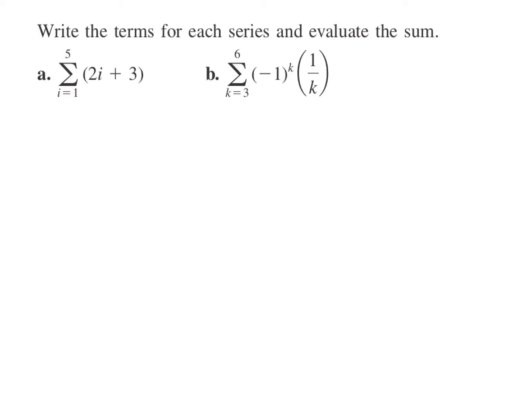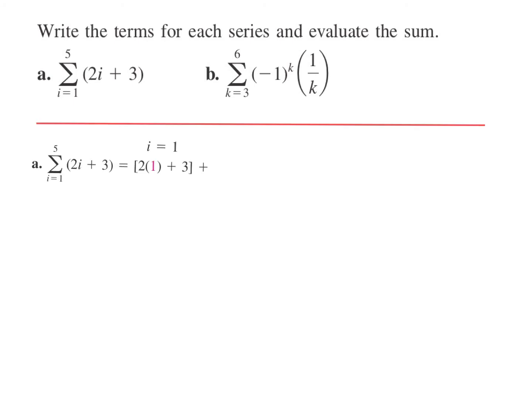So for A, I start with the first term, where the index is 1, okay? So I just plug 1 in for I. And notice here, this is just the first term right here, 2 times 1 plus 3. I just replace I with 1. This gives me the first term. So what is the first term here?